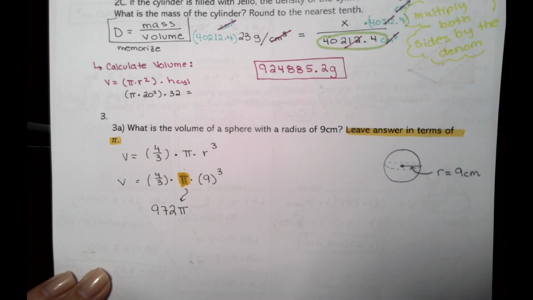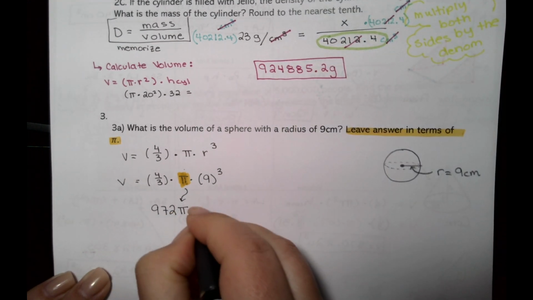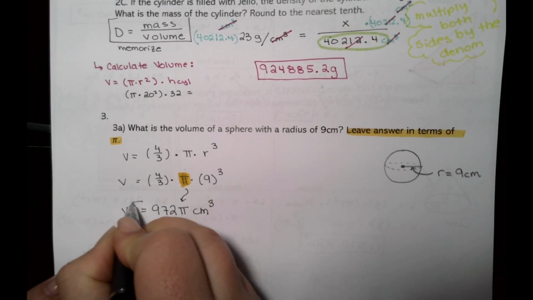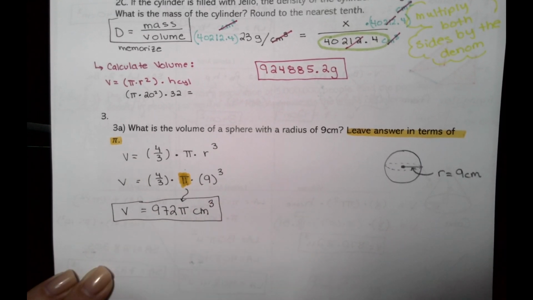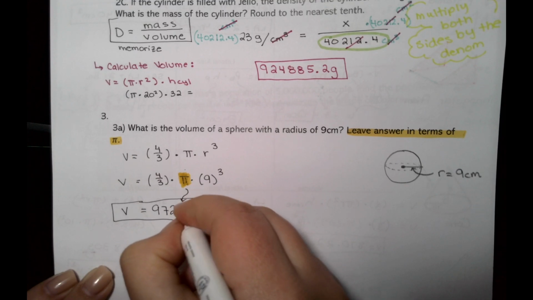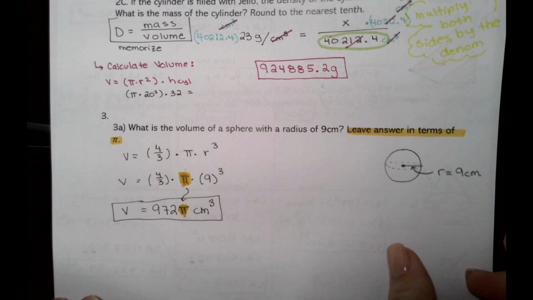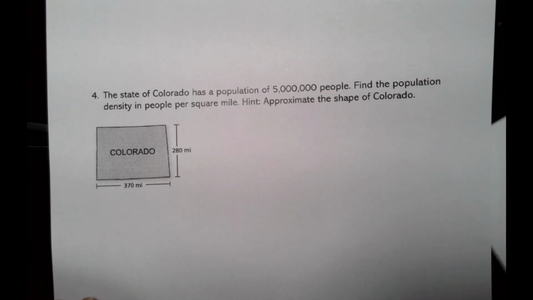What are our units? Centimeters. What are we trying to solve for? Volume. Volume is cubed. So be careful with the rounding and the not rounding. Pi stays. Okay. Moving on to 3b.